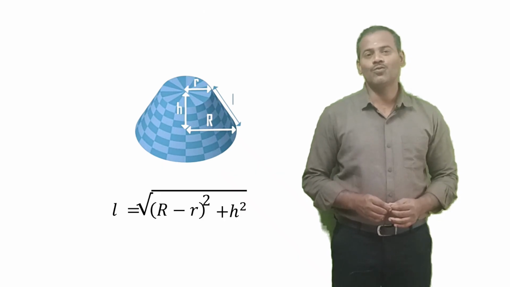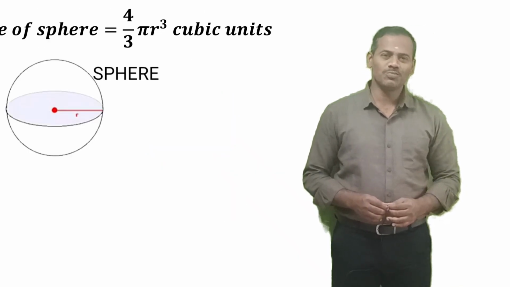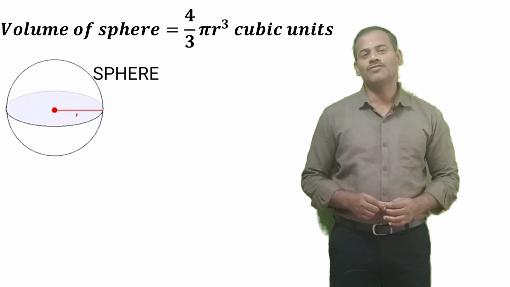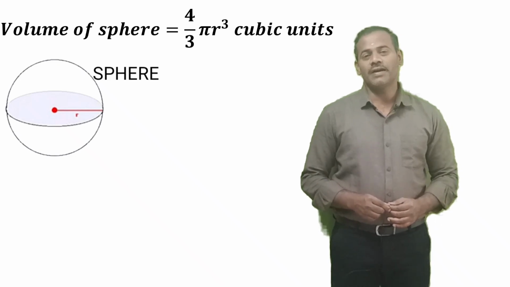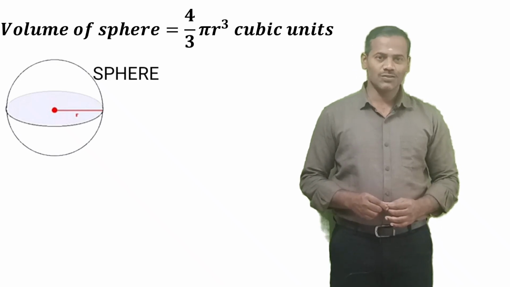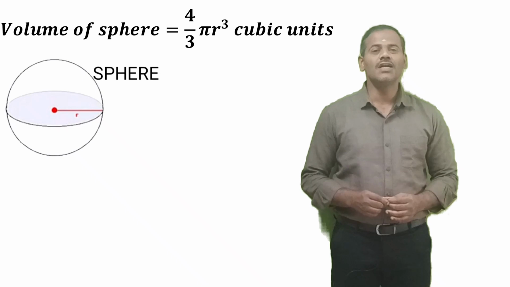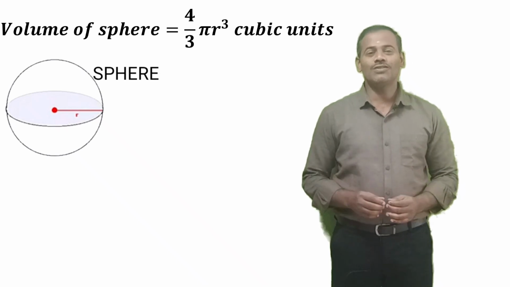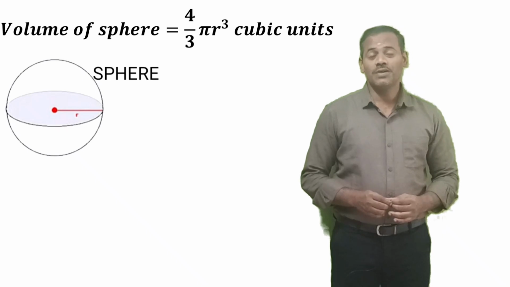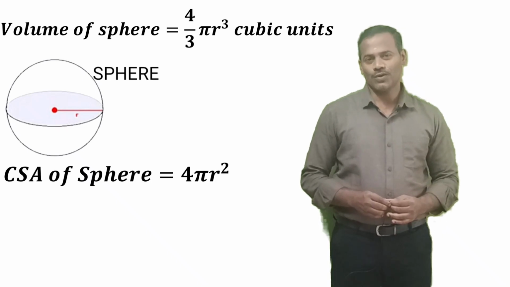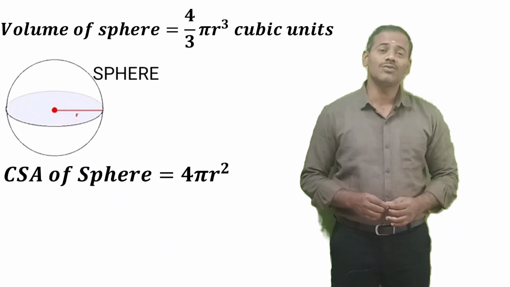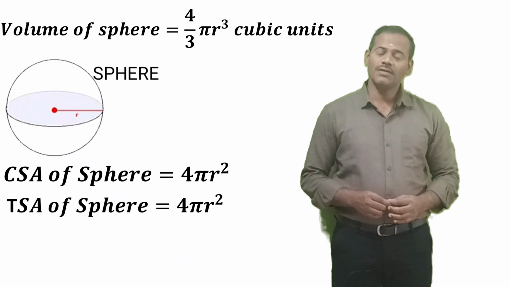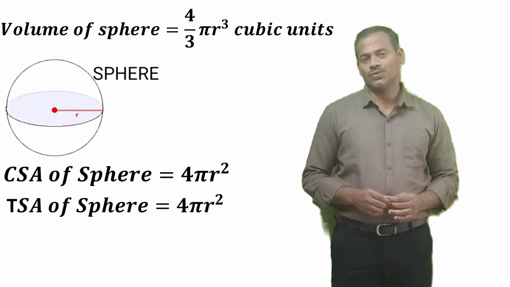Now let us move to sphere. What is the volume of sphere? The formula for the volume of sphere is 4 by 3 pi r cube cubic units. And what about the curved surface area of a sphere? That is 4 pi r square. And what about the total surface area of a sphere? That is also same, 4 pi r square.